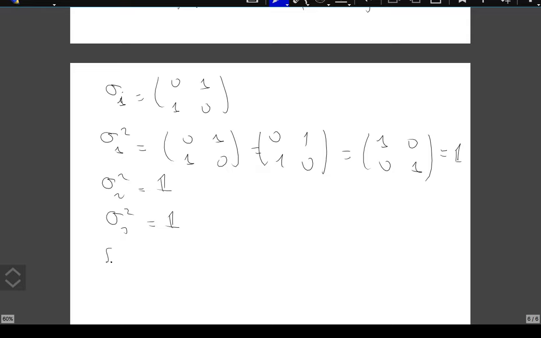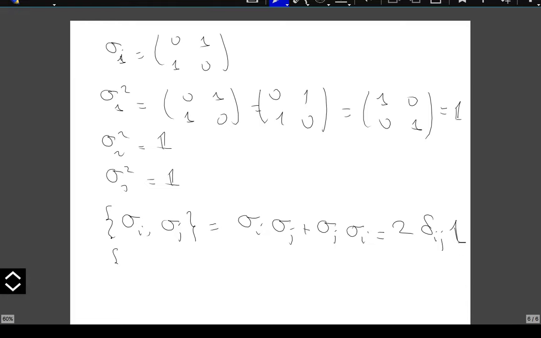So if you go back to this anti-commutator, we know that if I and j are different, this is 0. Well, if I and j are the same, both are the square of sigma matrices, so both are the identity matrix, so it's just 2. So this is equal to twice the identity matrix if I and j are the same, and 0 otherwise. So these are the properties of the sigma matrices, the Pauli matrices.